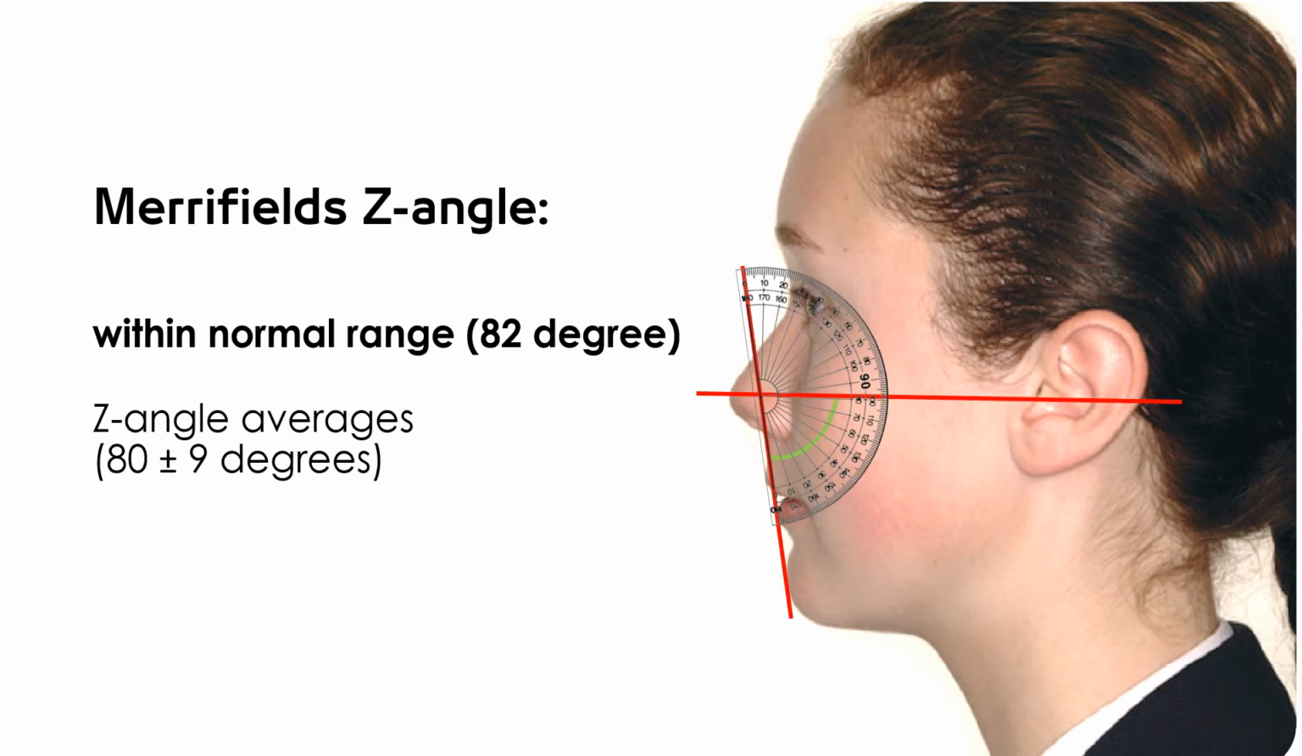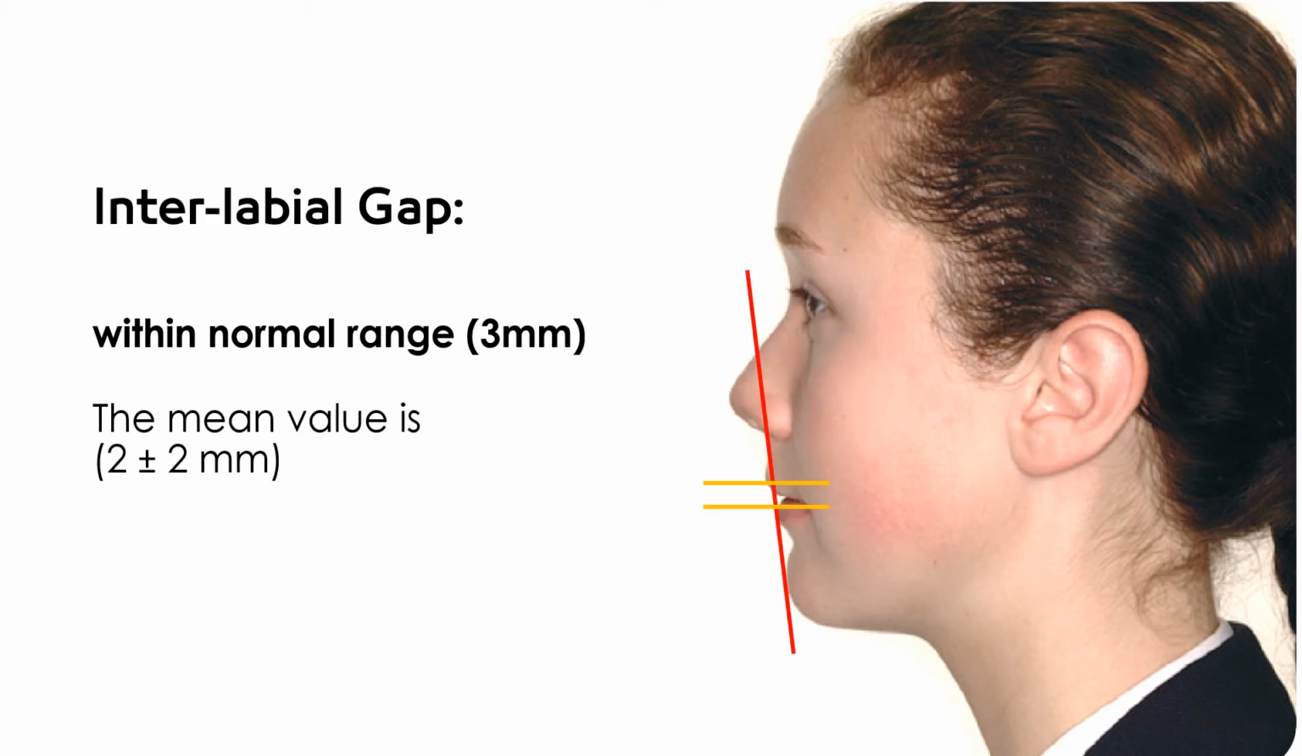The Merrifield Z angle. It is within normal range, which is 82 degrees here. The normal range is 80 plus or minus 9 degrees. The interlabial gap is within normal range, which is 3 mm in here. The mean value is 2 mm plus or minus 2 mm.